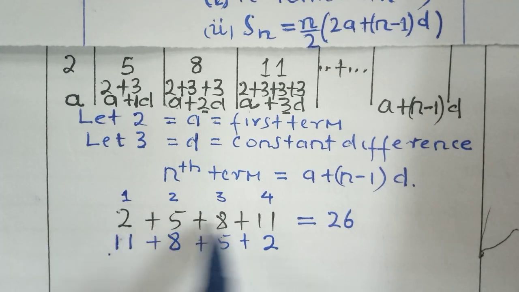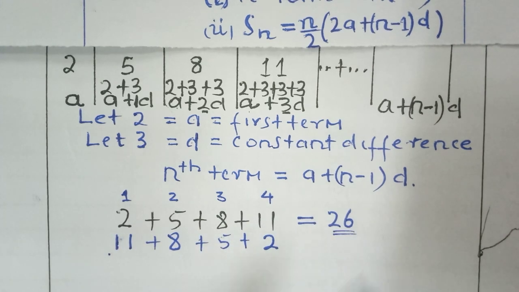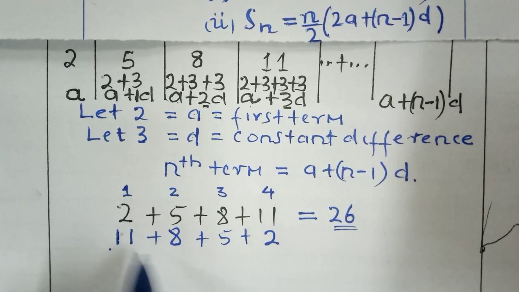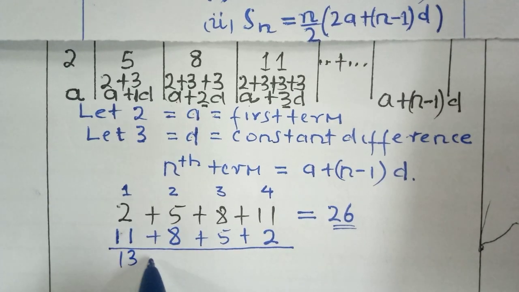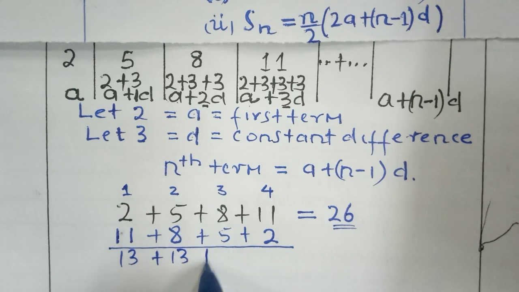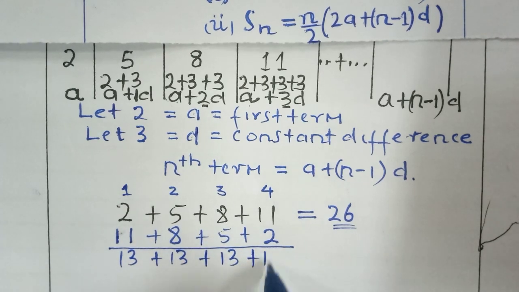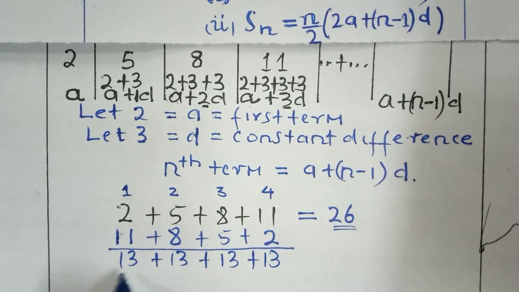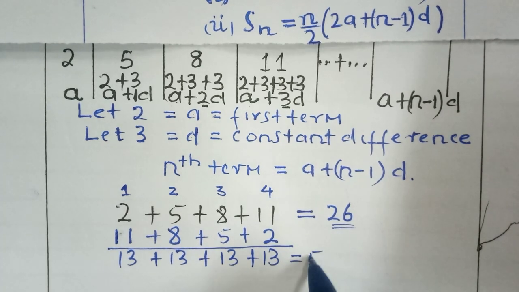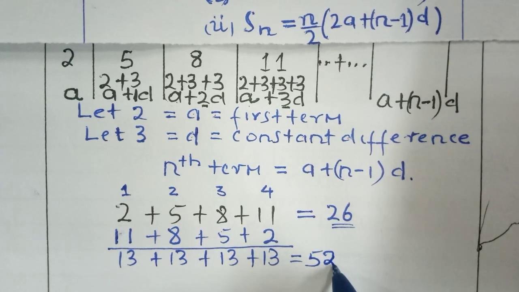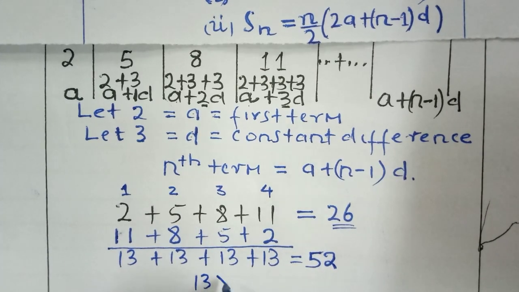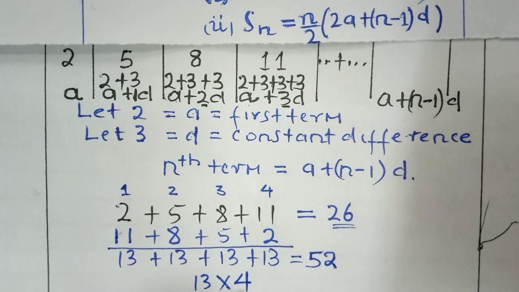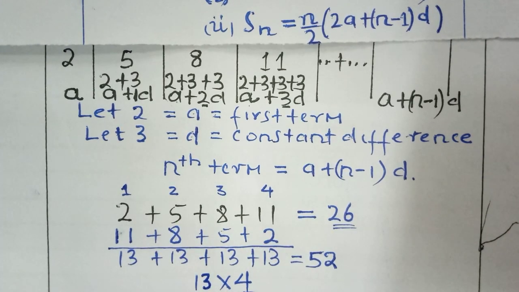But remember, the sum of the numbers we are looking for is actually 26. So I will put a line there. Add there is 13, plus 13, plus 13, plus 13. If you add that, you get 52. And that is given by 13 multiplied by 4. You can see this 4 is the same 4 here.